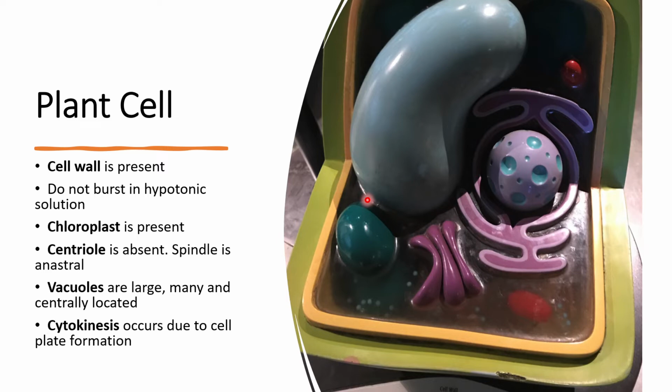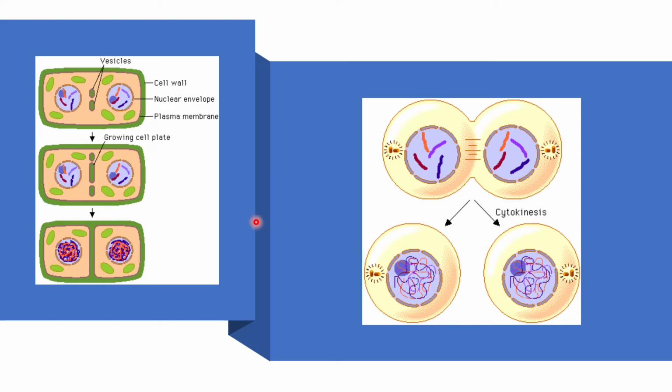The chloroplast, this is the green color pigment, chloroplasts are present in plant cell. It is absent in animal cell. Centriole is absent in plant cell. So spindle fibers are not formed, so it is anastral.